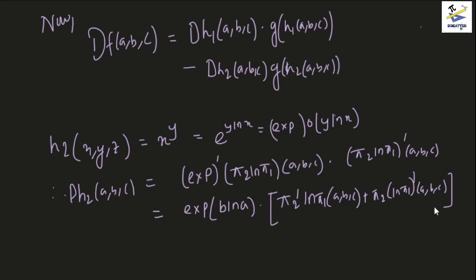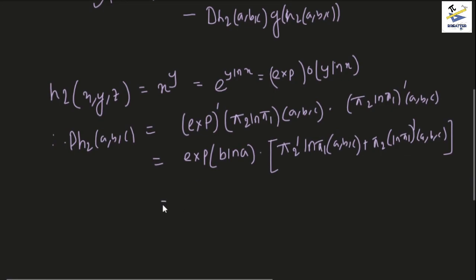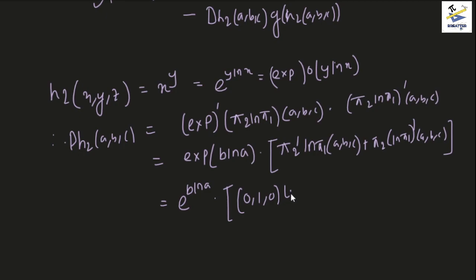So this can be evaluated because we know that the derivative of log of some function f of x is basically f dash x by fx. So we can do this as follows. This is basically e to the power b log a multiplied by pi 2 prime is 0 comma 1 comma 0. Log of pi 1 at the point ABC is basically ln of a. Now pi 2 at the point is basically b.